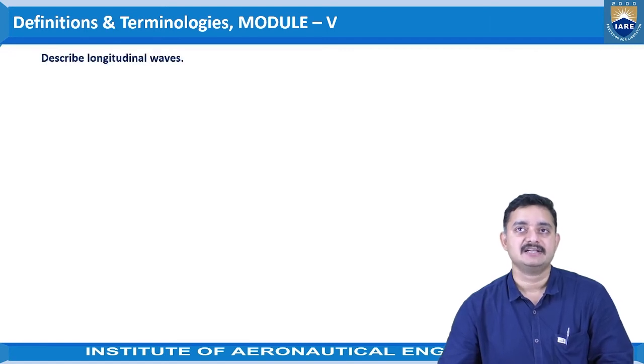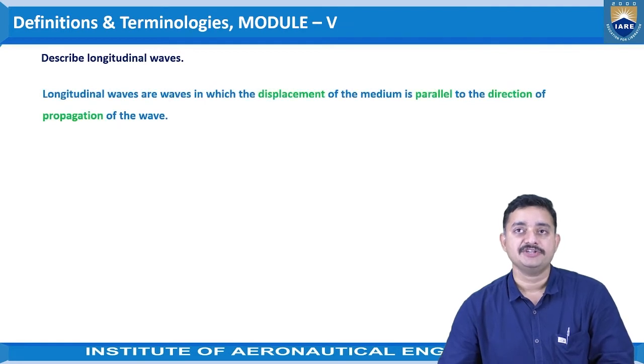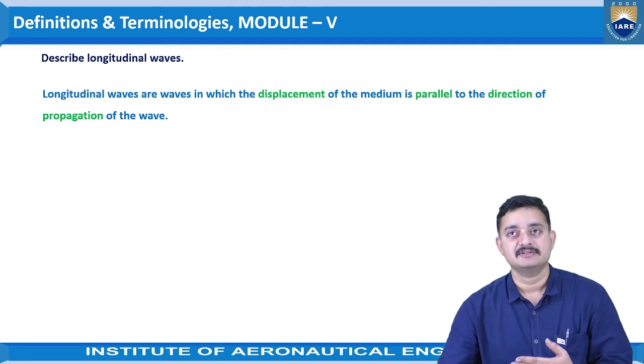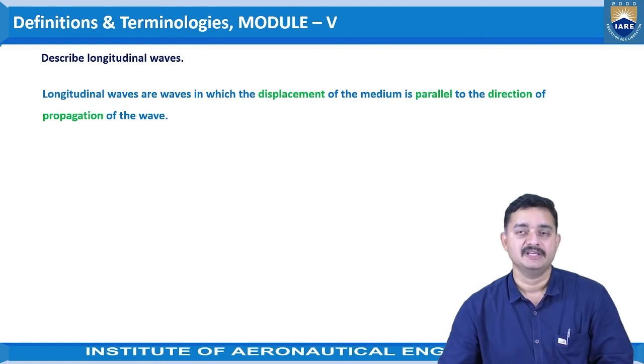Next one is, describe longitudinal waves. Longitudinal waves are waves in which the displacement of the medium is parallel to the direction of propagation of the wave. So whatever displacement is happening in the medium would be parallel to the direction of propagation of the wave. So longitudinal waves are waves in which the displacement of the medium is parallel to the direction of propagation of the wave.